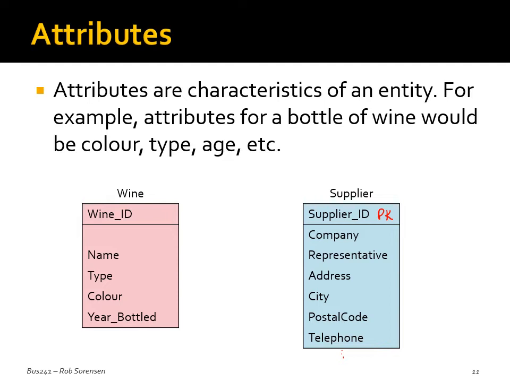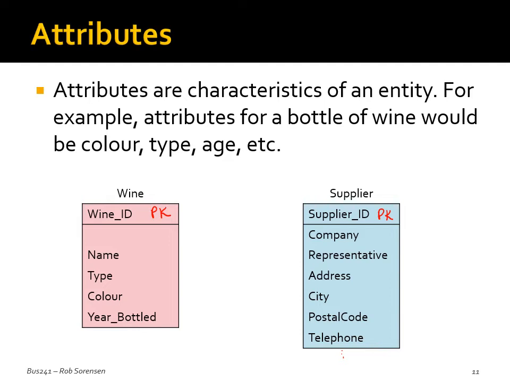So that's supplier. On the wine side, I'm going to have a primary key for my wine as well. I'll call it the wine ID. Maybe it's just a number I make up. That's fine. Most database systems, including Access, have a way to automatically make up a number for IDs if you want. It's called auto number. What else do I store about the wine? Well, I've got the name of the wine, the type, the color, and the year bottled. Maybe that's enough information for me.